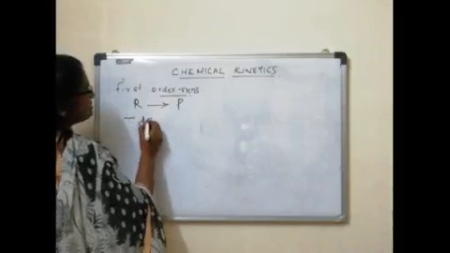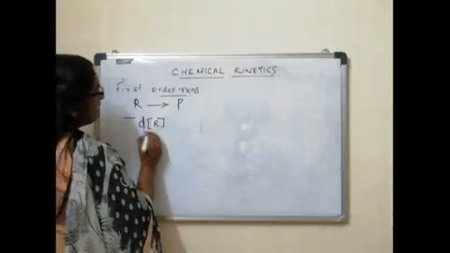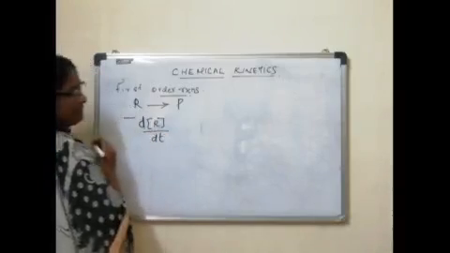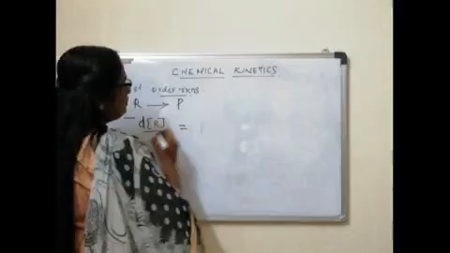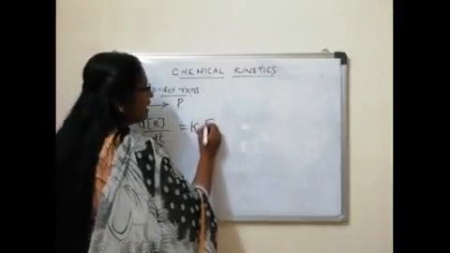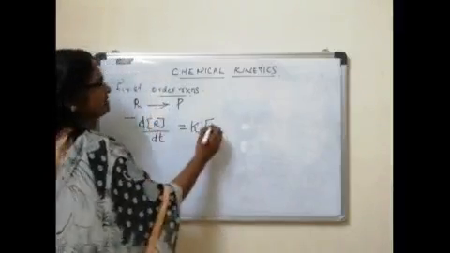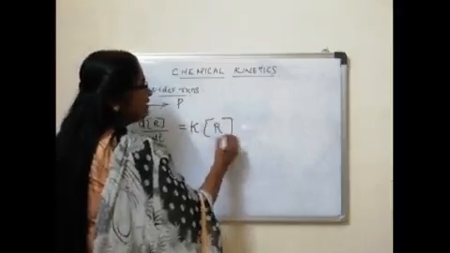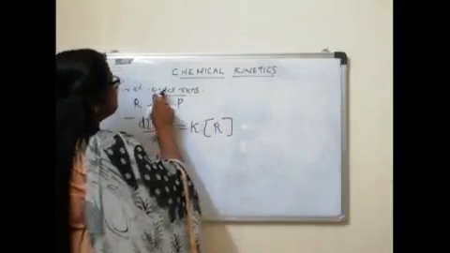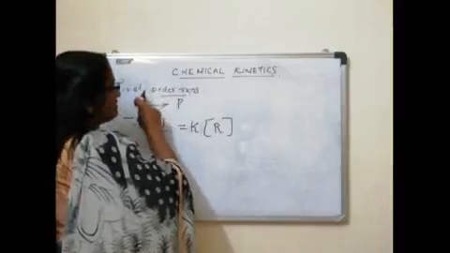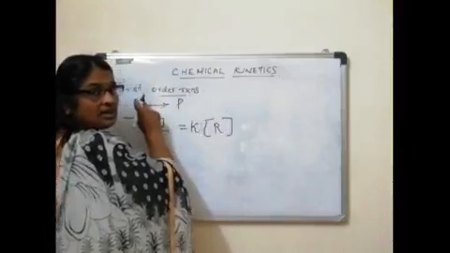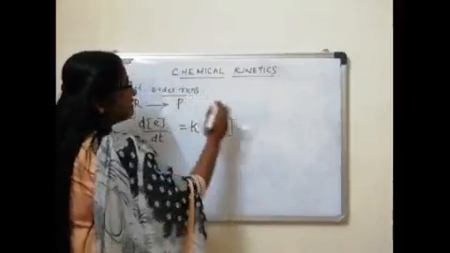Differential rate equation: minus dR by dt is equal to k into the molar concentration of the reactant, that is k into R, which is raised to a power equal to the order of the reaction. Here it is a first order reaction.